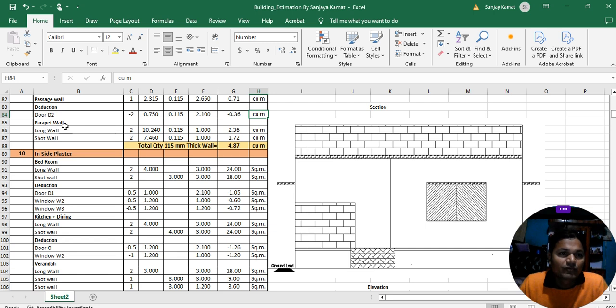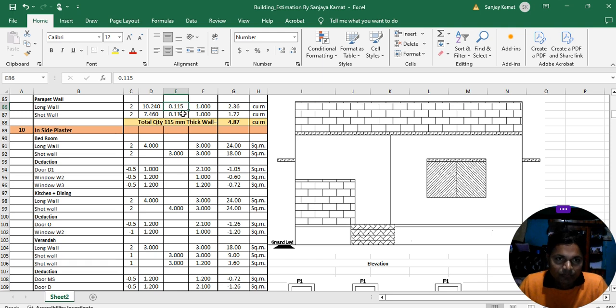So now we work for the parapet wall. A parapet wall is of two types, long wall and short wall. For the long wall, first of all we look at the first long wall, okay? The long wall number will be 2, and for this long wall we'll take the length 10.240 meter, breadth 0.115 meter, and depth 1 meter, okay? Once you have these four values, you multiply them and you will get 2.36 cubic meter, okay?